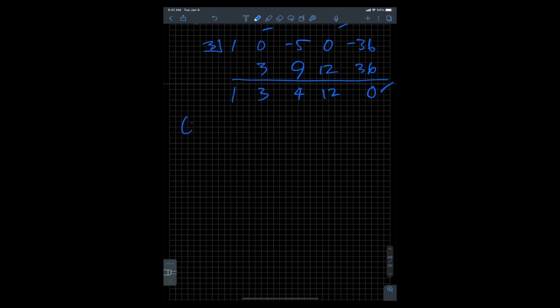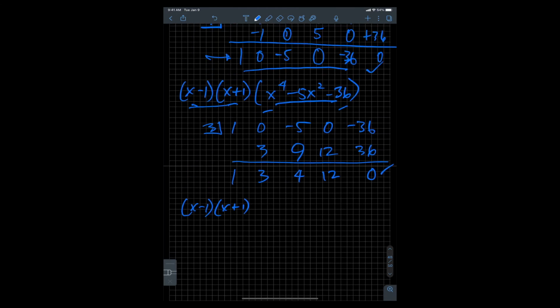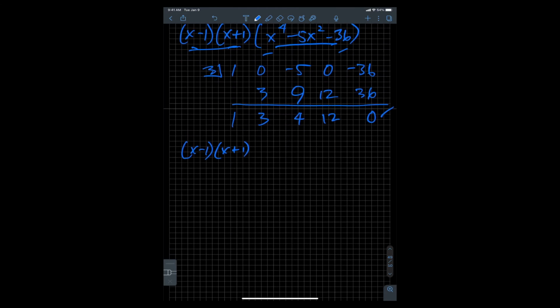So now I have x minus 1, x plus 1. That's from up here. But this quartic turns into x minus 3 from here. And this quotient, x cubed plus 3x squared plus 4x plus 12.